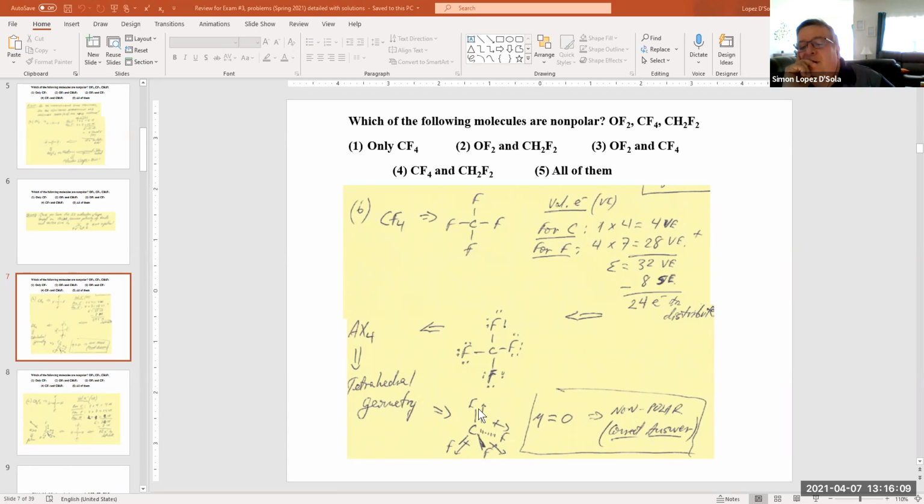And all the polarization vectors cancel each other. And that's why the dipole moment is 0. So this molecule is non-polar. So at least one, we know that this is a correct answer. So carbon tetrafluoride is non-polar.